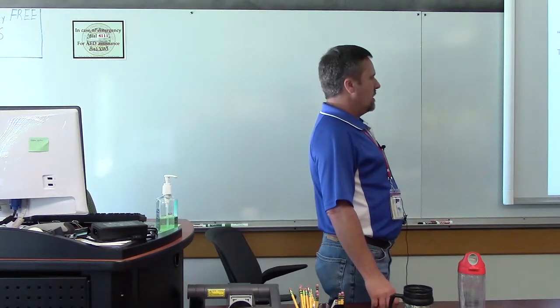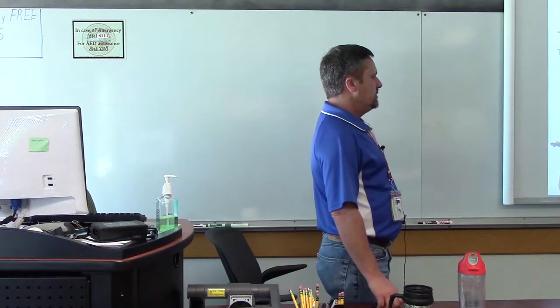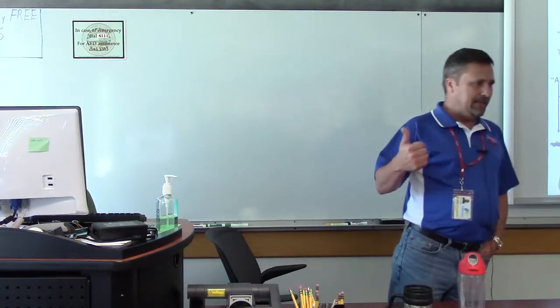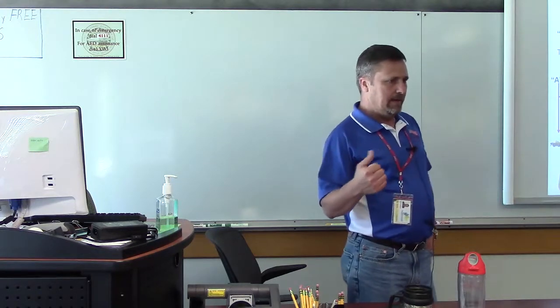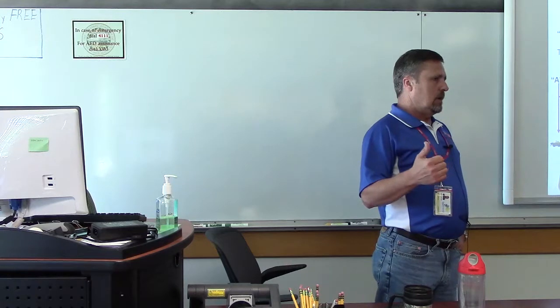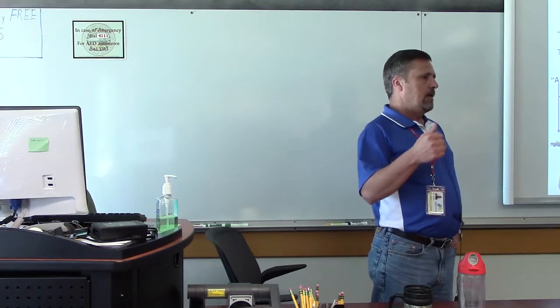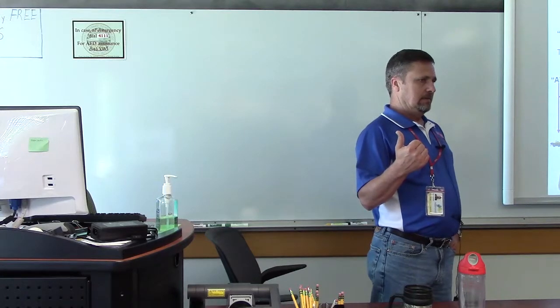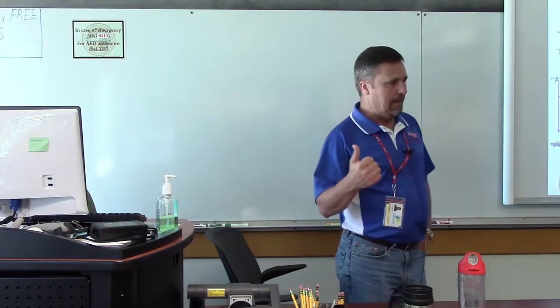B end of car. What the heck are we talking about? All cars have an A end and a B end. Okay, A end and a B end. Locomotives have front and back. Okay, front end and a back end.